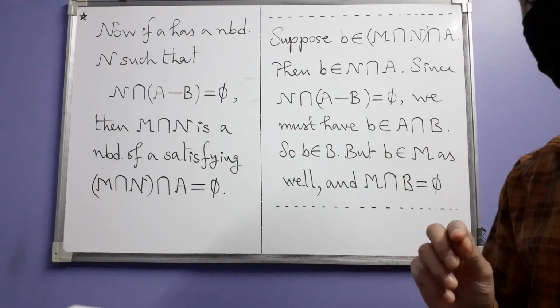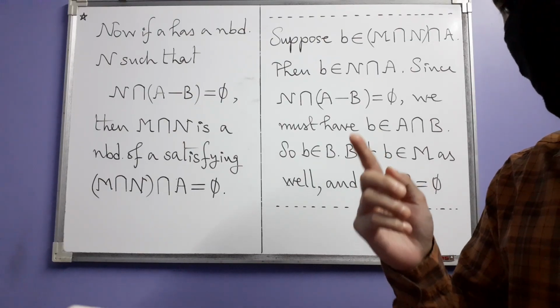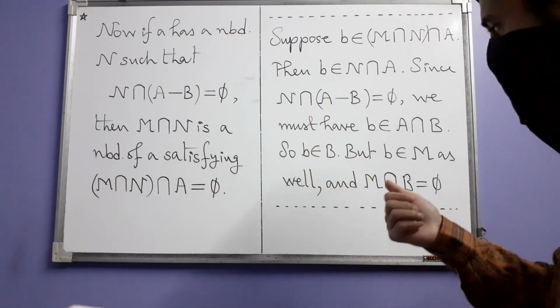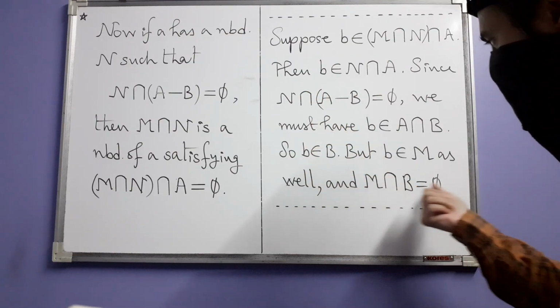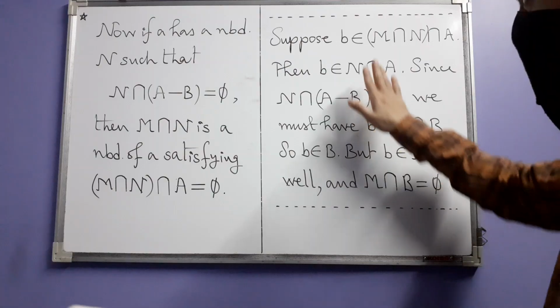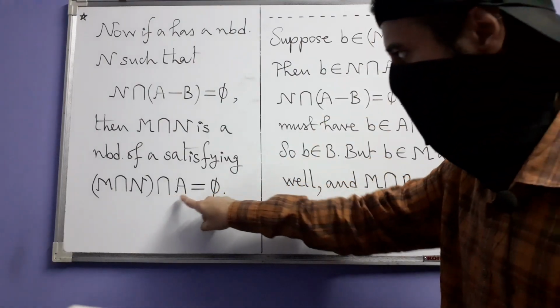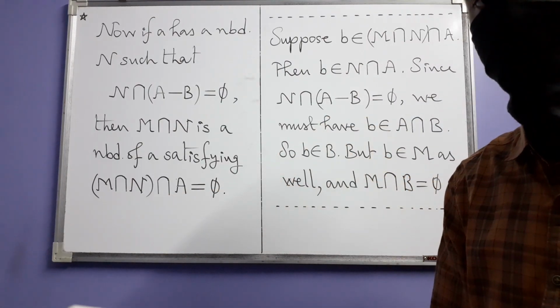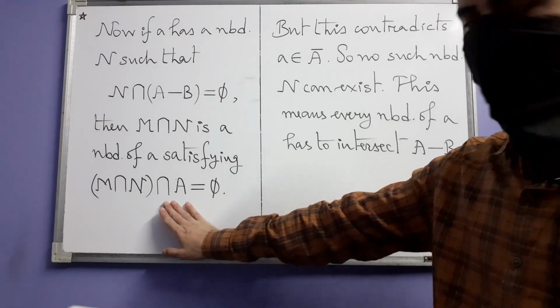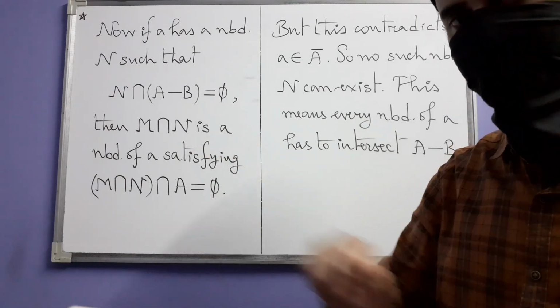because recall that the original choice of M was what? M was a neighborhood of our point a which does not intersect B. There is no common point. That is why this cannot happen. This has to be empty. Okay, so that means this has to happen. But this itself causes a problem.